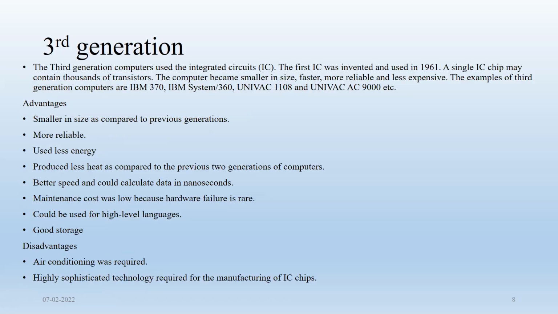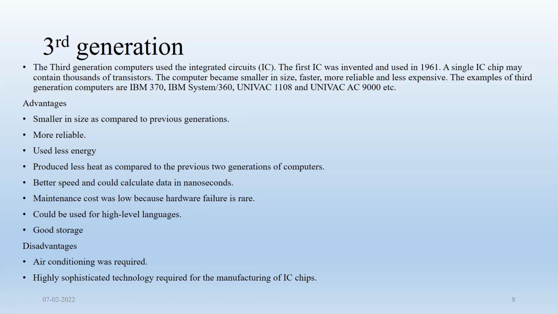Then we had third generation computers, which are based on integrated circuits. Integrated circuits are thousands of circuits on a single chip. Invented in 1961, a single chip may contain thousands of transistors. Computers became smaller in size, faster, more reliable, and less expensive. The examples of third generation computers are IBM 370, 360, UNIVAC 1108, and so on.